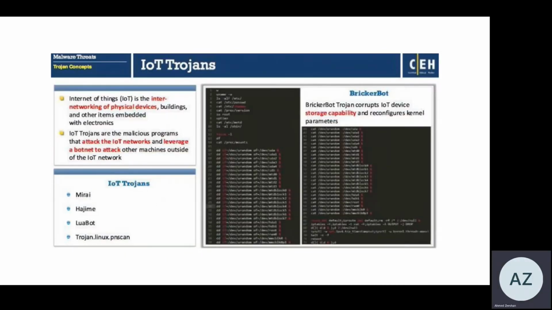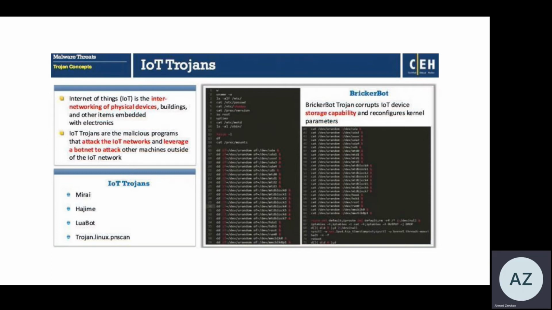IoT Trojans. Internet of Things is the thing nowadays. All of the electronics are now connected with the internet: your buildings, your refrigerator, your television. So all are connected to the internet. And the IoT Trojans specifically target these devices, okay? They attack these networks, they attack these devices, and they use multiple tools, multiple Trojans for this purpose.